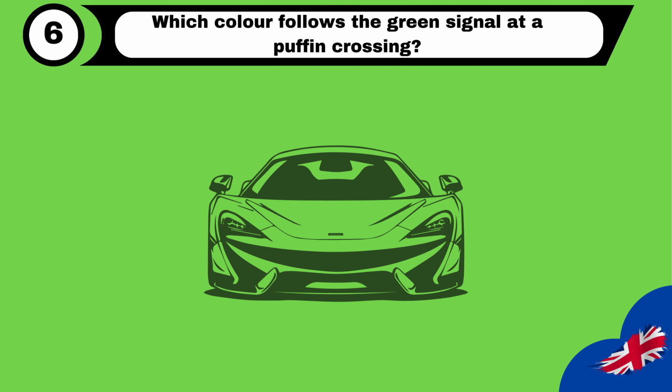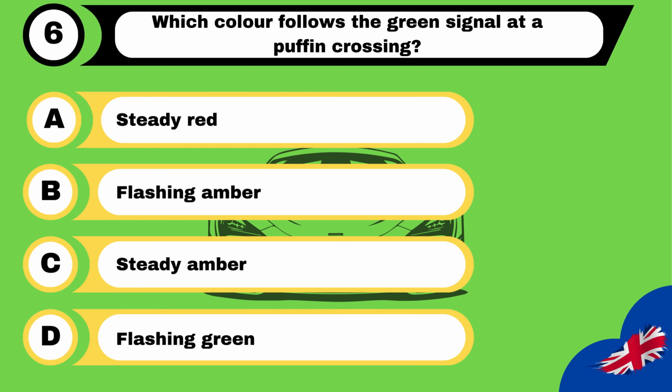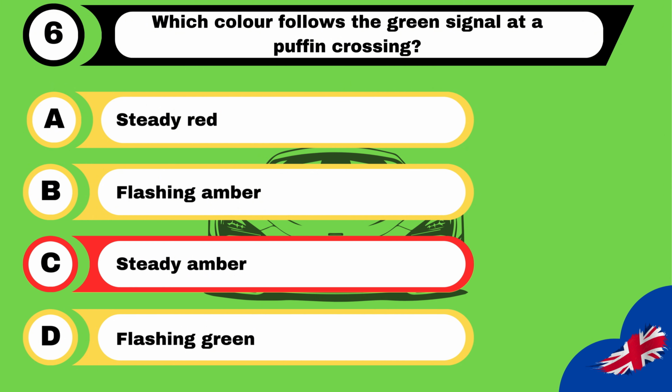Question 6. Which color follows the green signal at a puffin crossing? A. Steady red. B. Flashing amber. C. Steady amber. D. Flashing green. The answer is C. Steady amber.